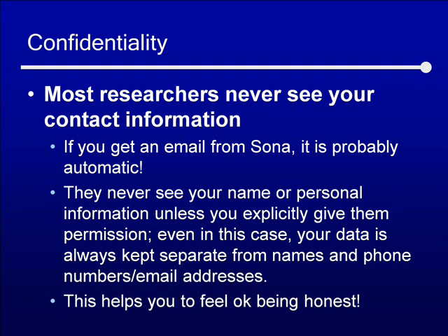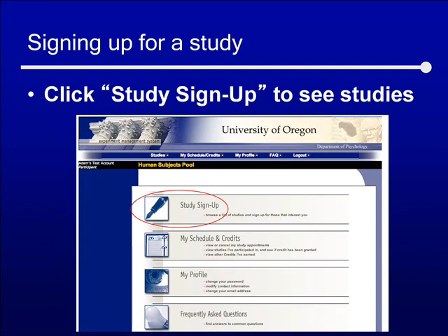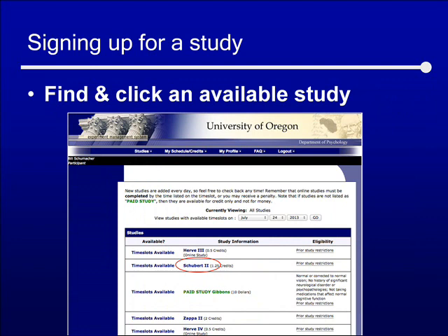Once you've filled out all this information and created an account, this is your home page here. You can click Study Sign Up to see available studies. You'll find and click an available one that you see in this listing. The one I've circled here is Schubert 2. You'll notice that all of the names are not specific to what the study is about.